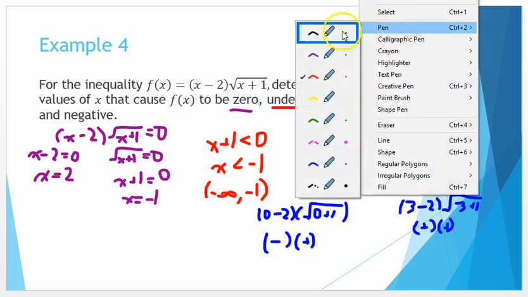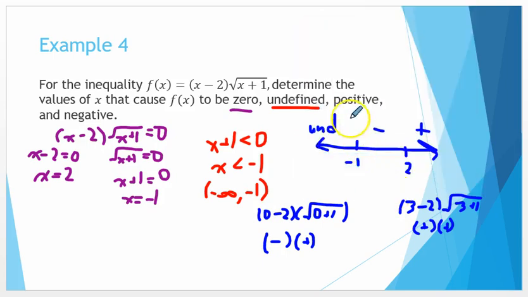And then for where is the graph positive or negative? Well, the positive section is all of the numbers bigger than 2, and the negative section of this graph is all of the numbers in between -1 and 2.